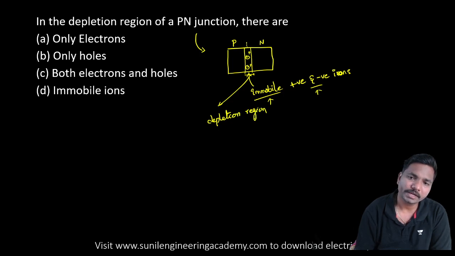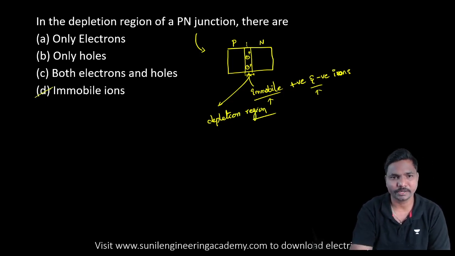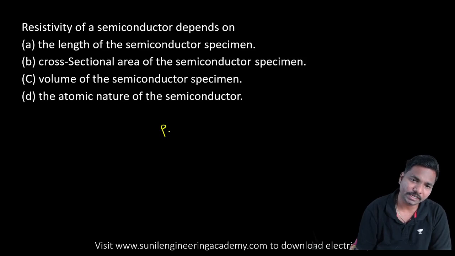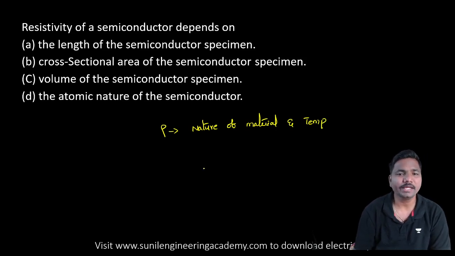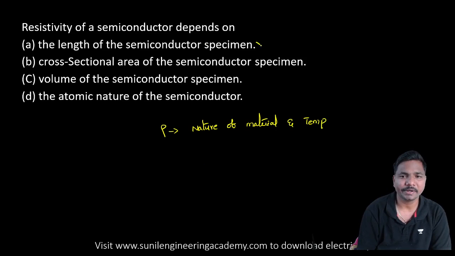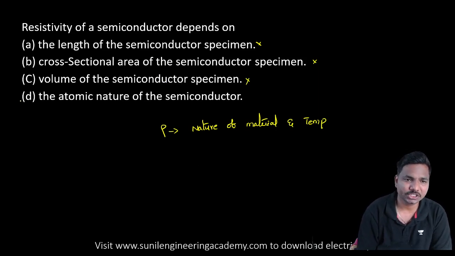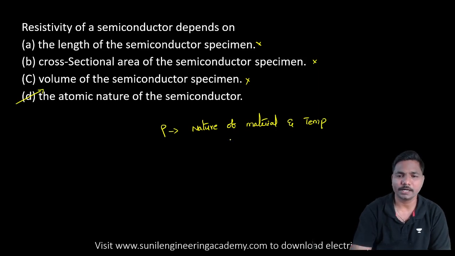Coming to the next one, a very important question, guys. Resistivity of a semiconductor depends upon dash. We know very well resistivity depends upon the nature or type of material and also temperature. It does not depend on physical quantities: length, it may not depend; cross-section area, it may not depend; volume, it may not depend. It does not depend on length, area or volume. It depends on the atomic nature of the semiconductor, that is the type or nature of the material.